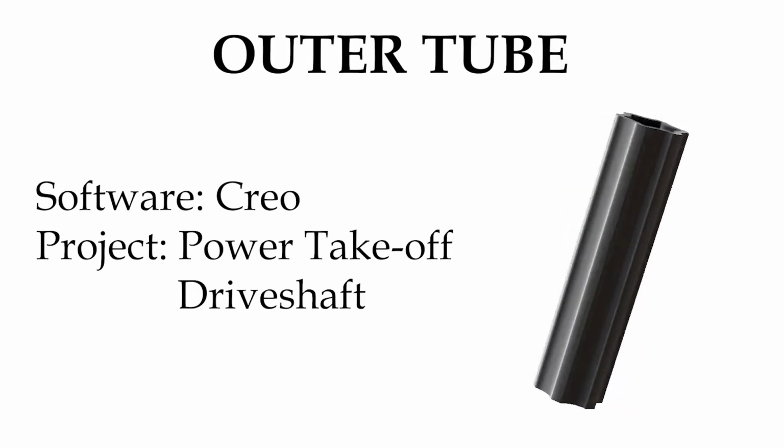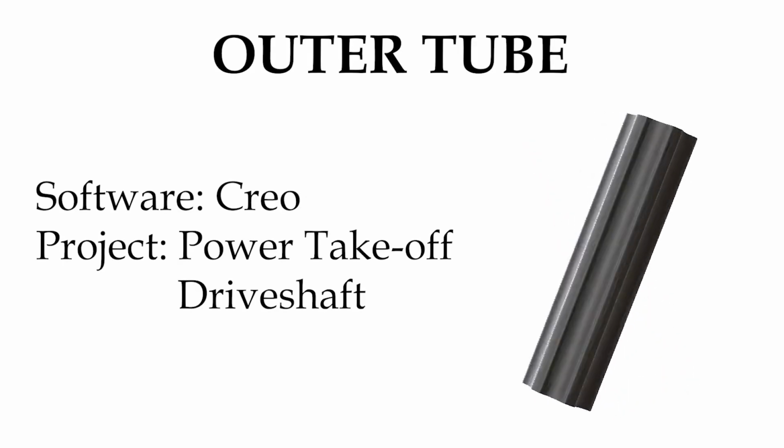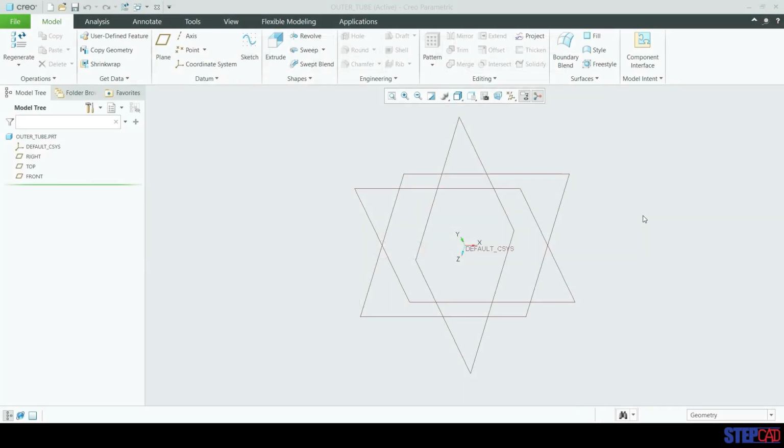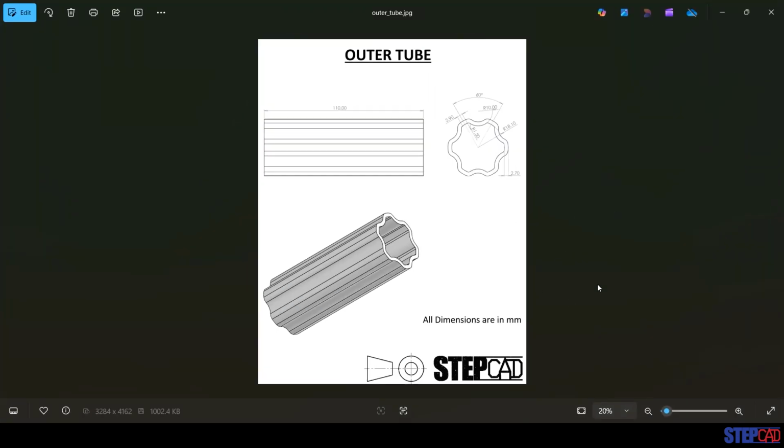This is going to be part 2 of the PTO Driveshaft series in Creo. In this video we are going to make the outer shaft. In the previous one we made the inner shaft. I have a drawing for that part. So this is the drawing.